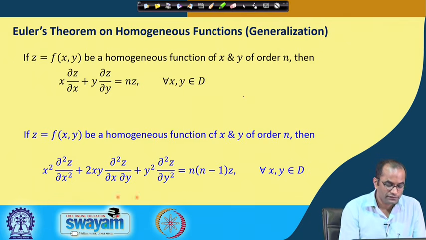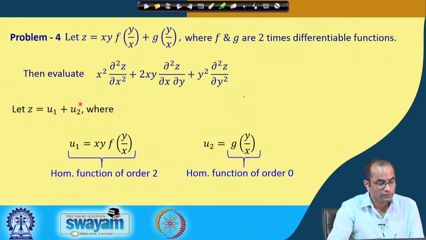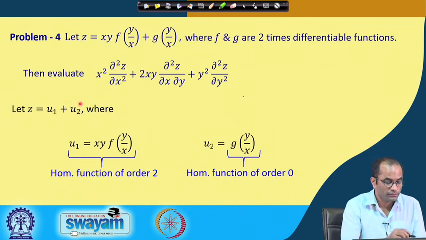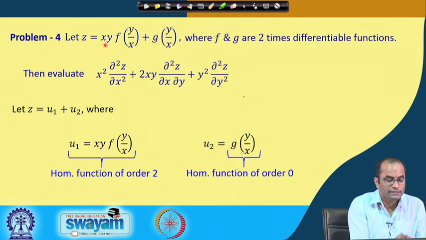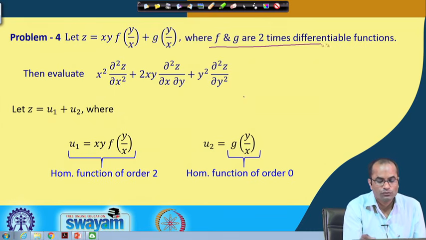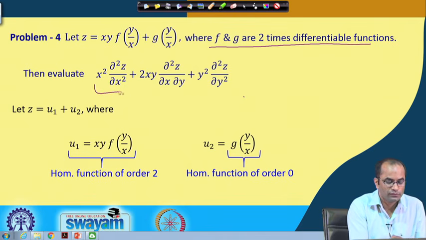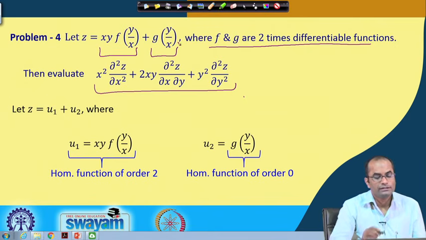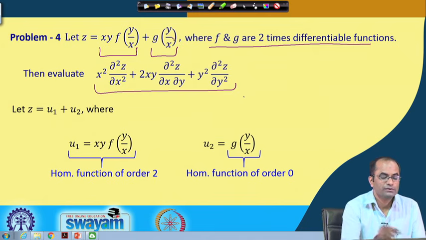So, this is the generalization of this result, and now we will have one problem on this. Suppose we have z equal to xy f of y over x plus g of y over x, where f and g are twice differentiable functions, and then we will evaluate this expression for z. Again, z is not a homogeneous function of x and y, but here the first term is a homogeneous function and the second, g, is also a homogeneous function, because it is directly given in terms of y over x.